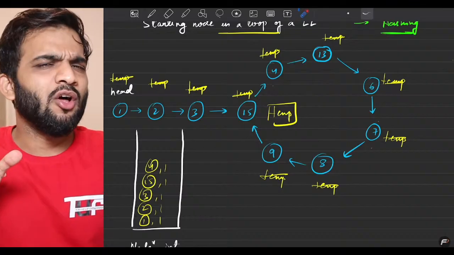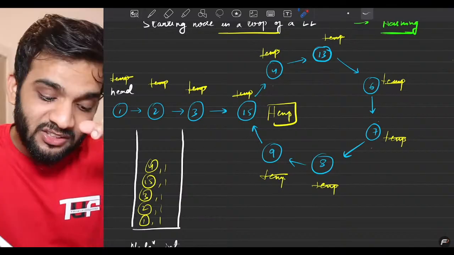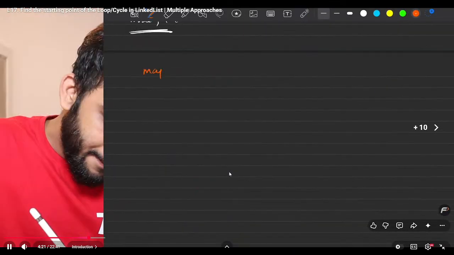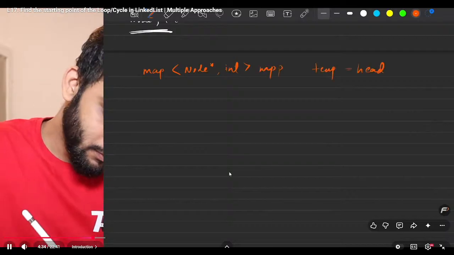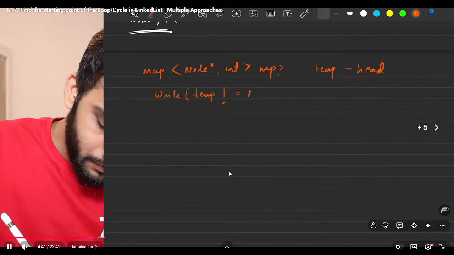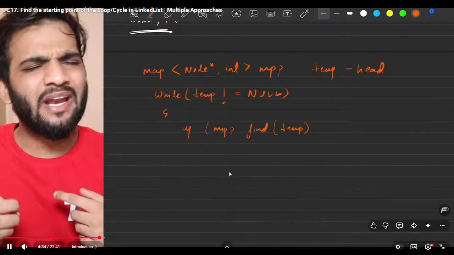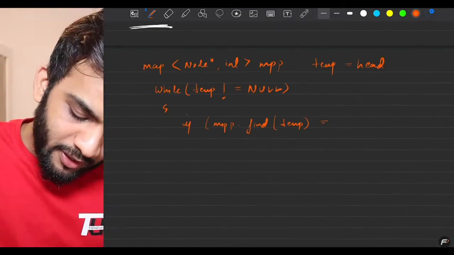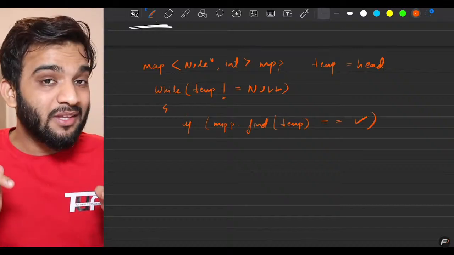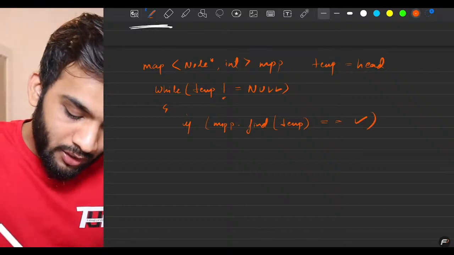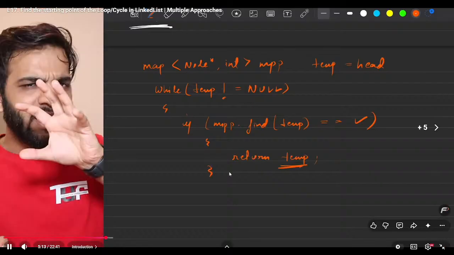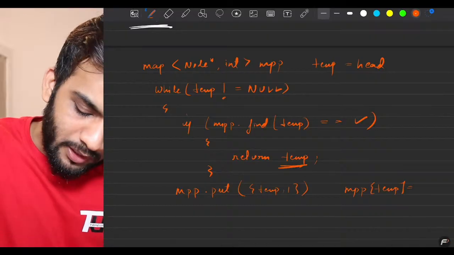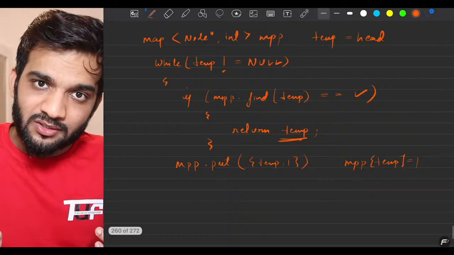So you say, hey, it's already there. What is the next step? Check whether temp is not null, and map dot find temp. Again, depending on your language, you can use your functionality of map. You'll check in the map: hey, are you there in the map? If he says yes, I'm there in the map already, that means this is my starting point. Or in C++ you can straight away say map of temporary equal to 1. Your wish. Once you have done this, it's time to go to the next.